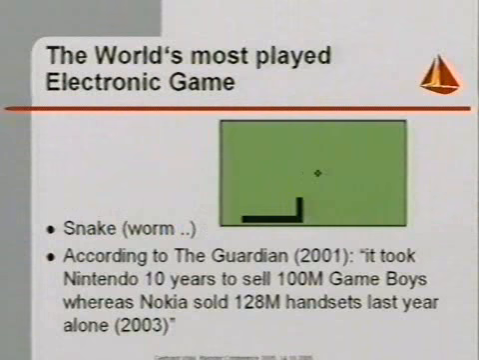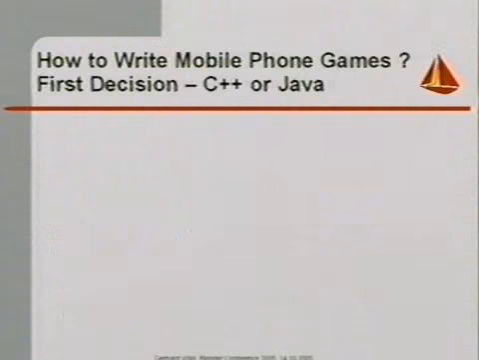And so one day I say, okay, Snake is not the world, and I think I have to do something on my own. I have to do my own mobile phone game. And if you want to make a mobile phone game, you have to make one decision first. Do you want to use C++ or do you want to use Java?